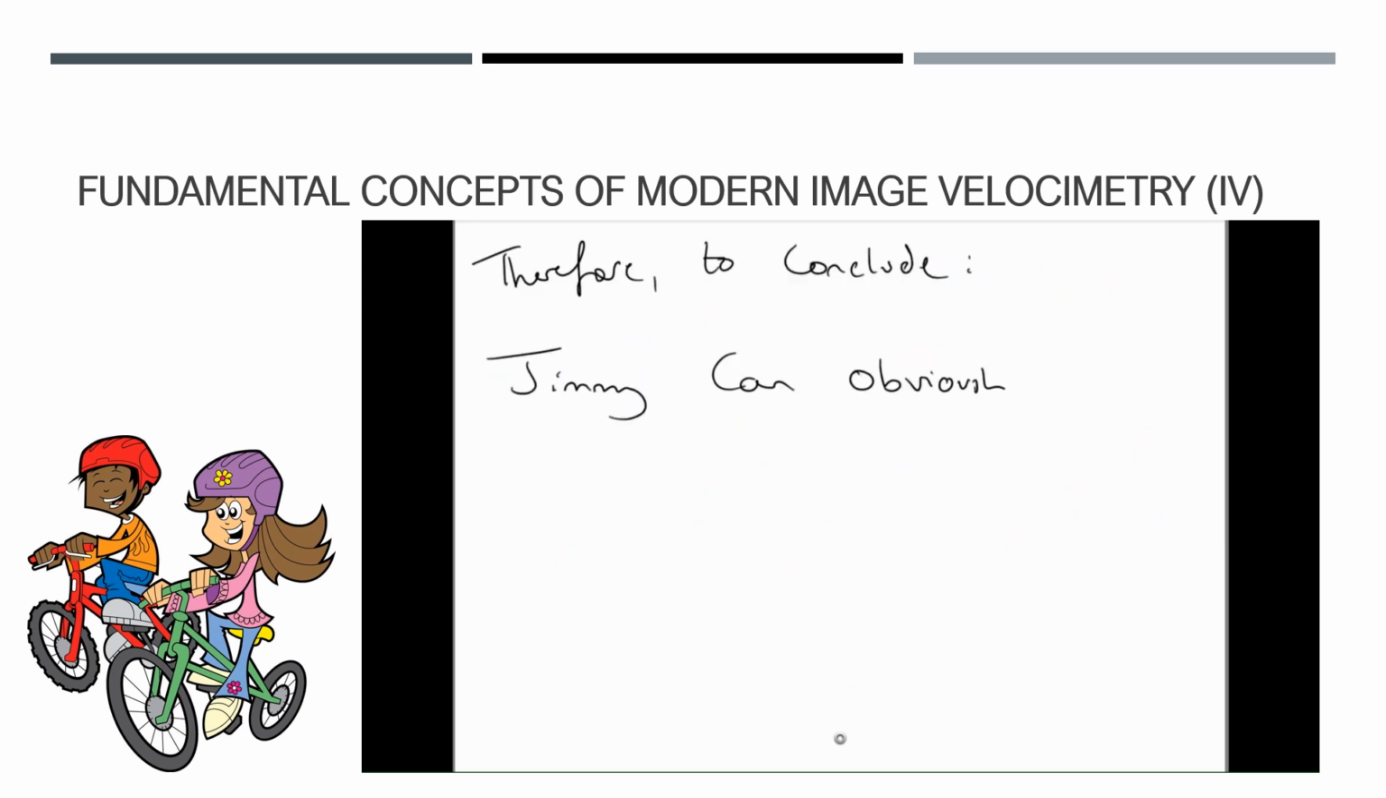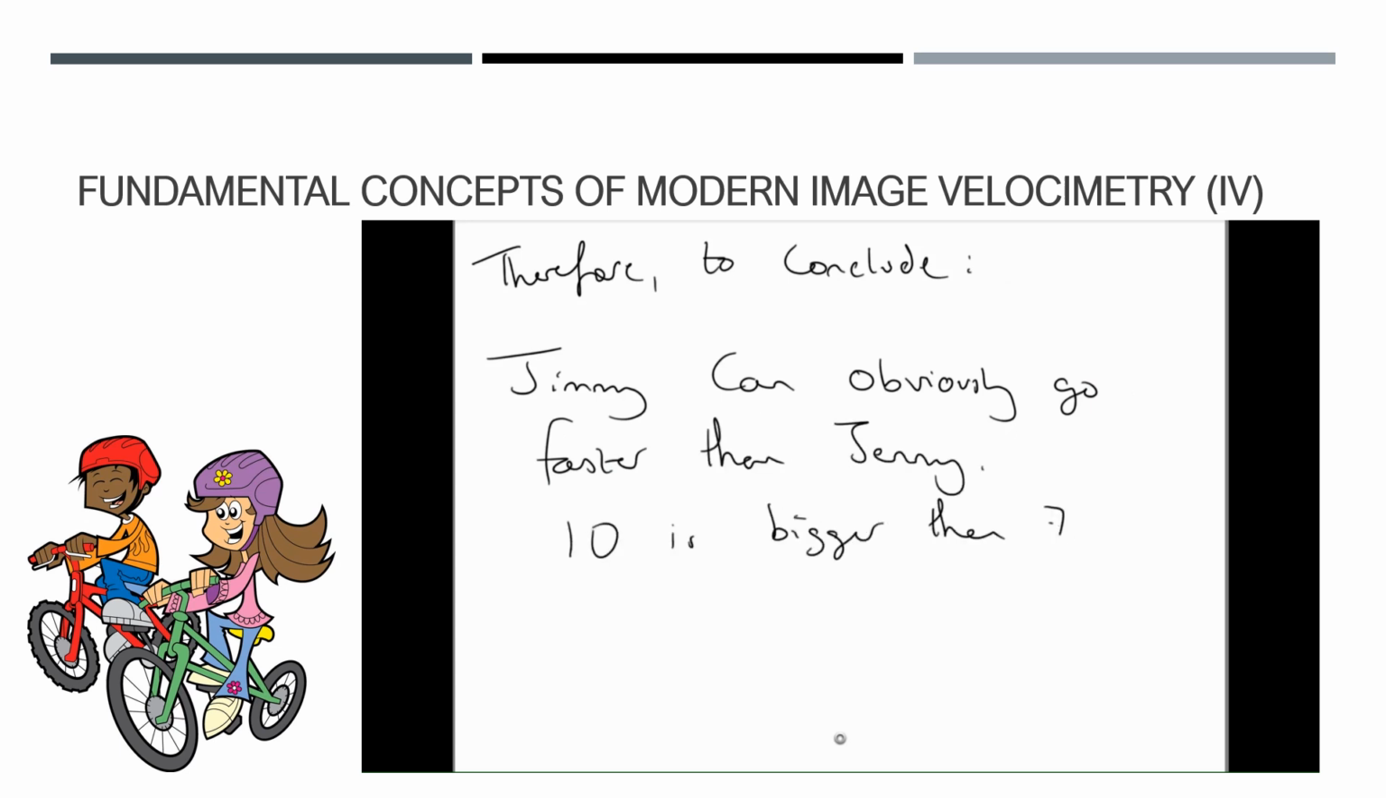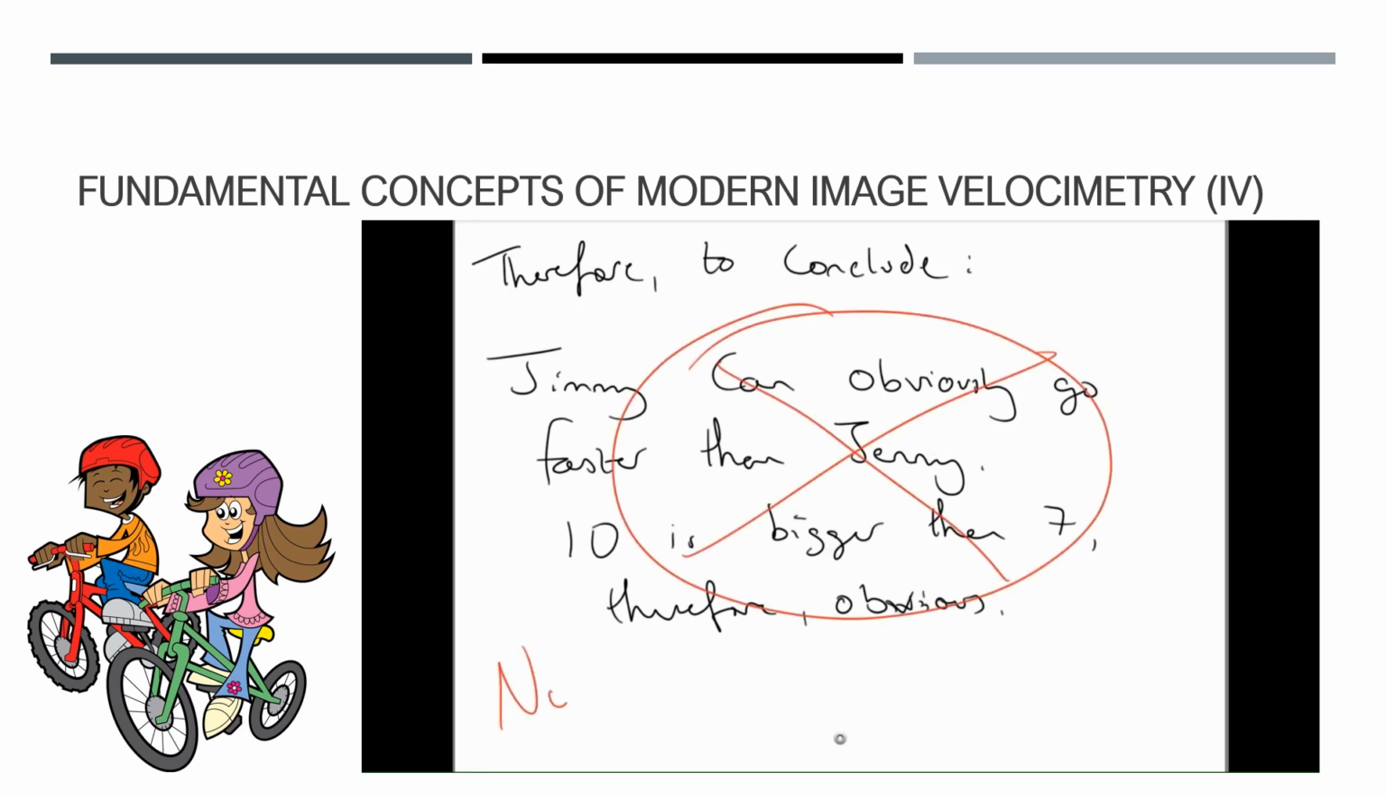So to conclude our findings, Jimmy's the winner. He went 10 meters per second, whereas Jenny could only manage 7. Clear? Well, perhaps not. Jenny has a better idea.